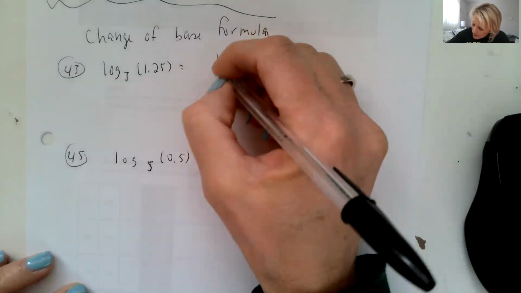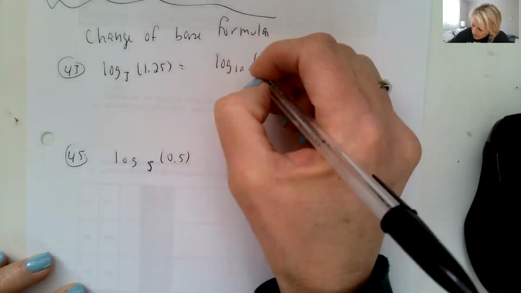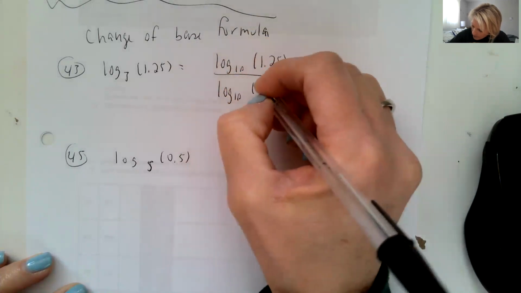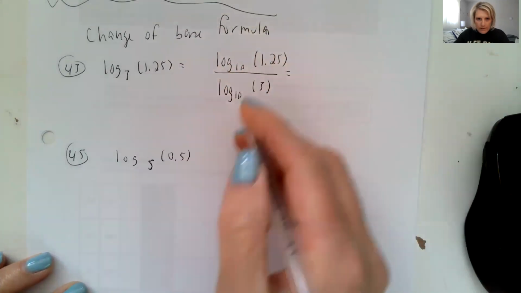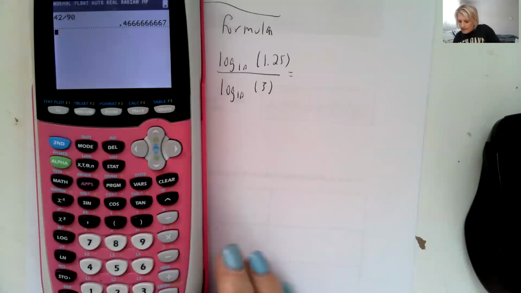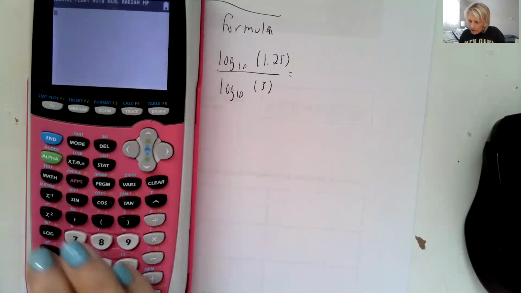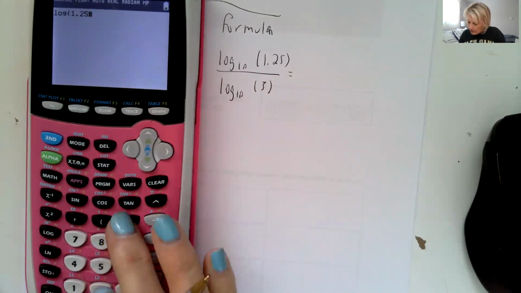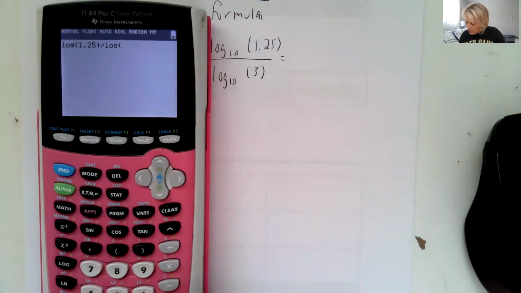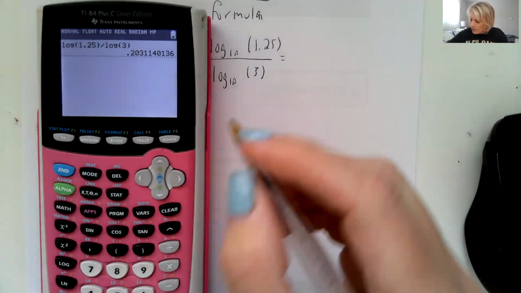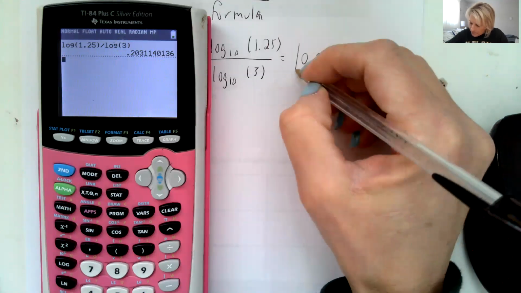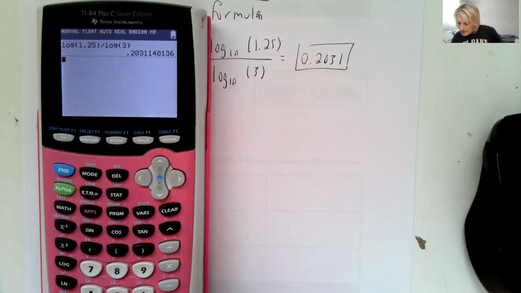So the change of base formula would say, okay, we're going to do log base 10 of 1.25 over log base 10 of 3. And that would give us the same answer. I'm going to show you that here. So log of 1.25 divided by the log of 3. And we get 0.2031.